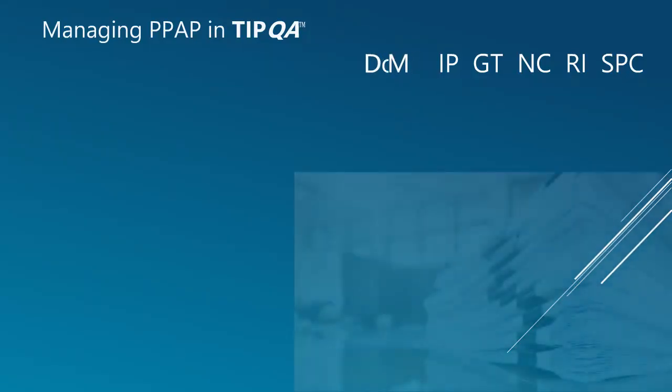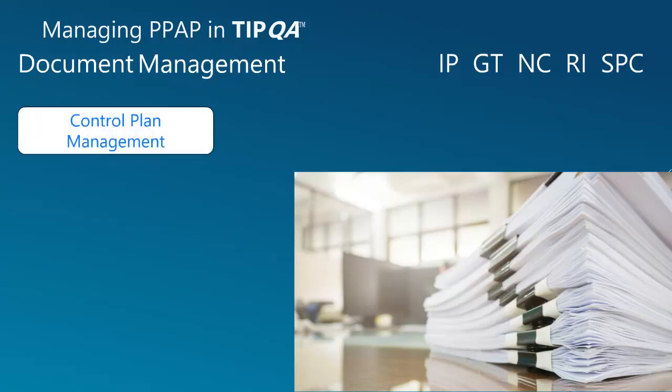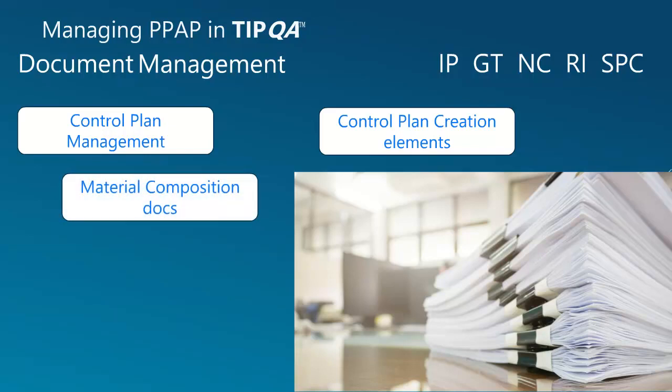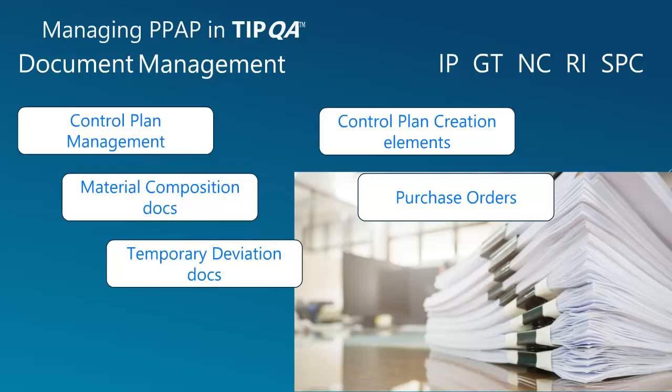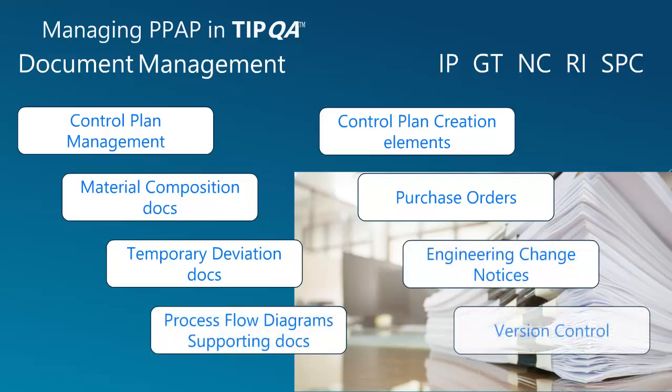The Document Management module can aid greatly in becoming a repository for documents that the PPAP generates, control plans and their associated elements, material composition documentation, purchase orders, deviations, and ECNs. The list goes on. The DM module can store any type of file and is excellent for revision control with automatic review notifications, an ability to categorize as restricted or unrestricted documentation, email notifications for overdue work, and much more.